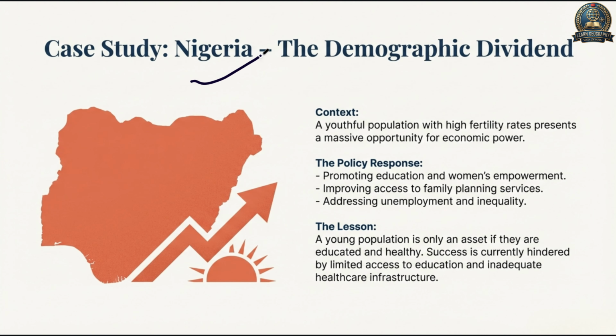Similarly, in Nigeria, the demographic dividend. The context is a youthful population with high fertility rates, which presents a massive opportunity for economic power. The policy response: promoting education and women's empowerment, improving access to family planning services, addressing unemployment and inequality. The lesson: a young population is only an asset if they are educated and healthy. Success is currently hindered by limited access to education and inadequate healthcare infrastructure. This is the scenario from Nigeria.